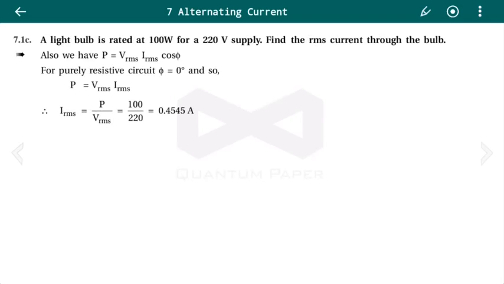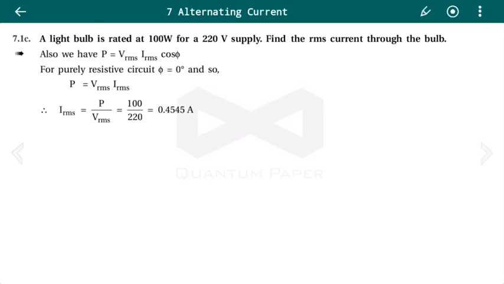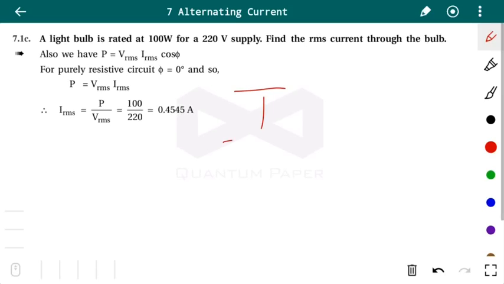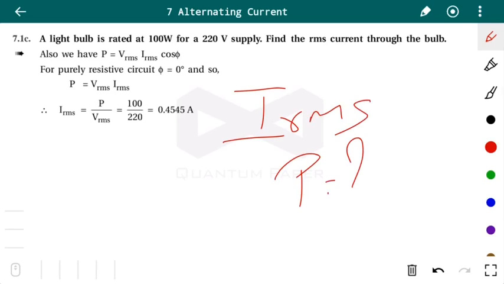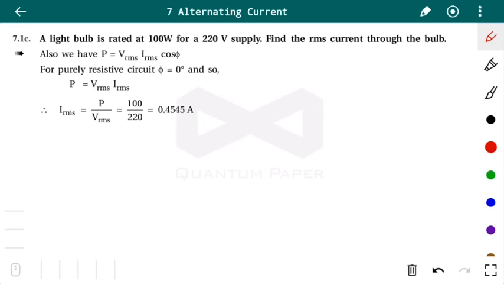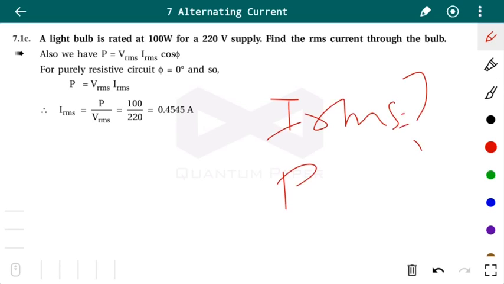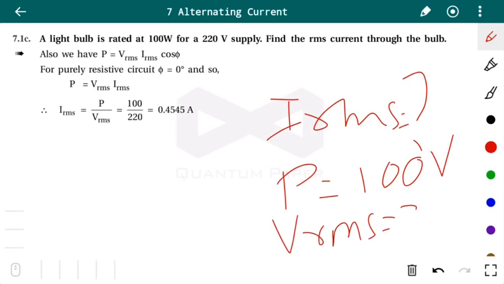Now C part of 7.1. A light bulb is rated at 100 watt for a 220 volt supply. Find the RMS current through the bulb. Now we need to find IRMS. So we have the value of power, that is 100 watt. We have the VRMS value, that is 220 volt.